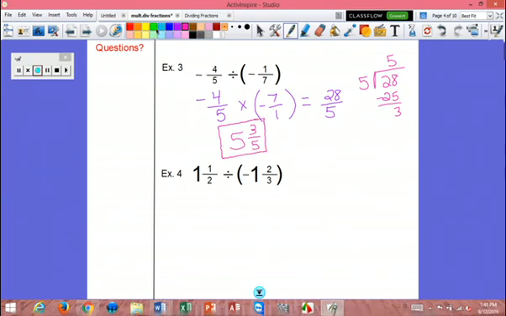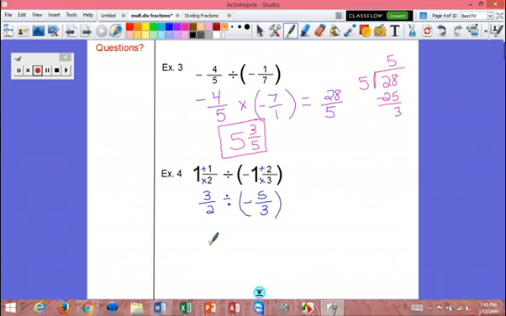Alright, example 4, we have 1 1/2 divided by -1 2/3. So we've got mixed numbers and we want to make those improper. So 2 times 1 is 2, plus 1 is 3. So we have 3/2 over here. 3 times 1 is 3, plus 2 is 5. And that was negative, so my improper fraction should also be negative.